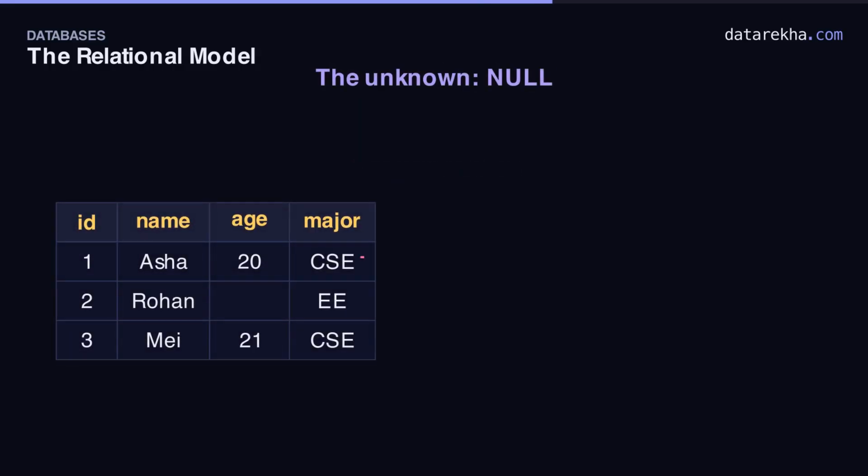Sometimes a value is simply missing. We don't know Rohan's age. Maybe it was never recorded. The relational model has a special marker for exactly this: null.